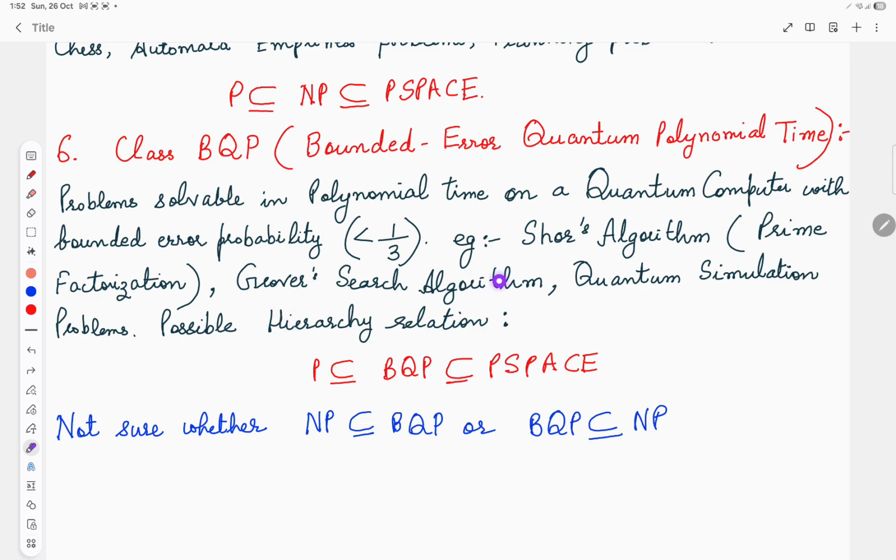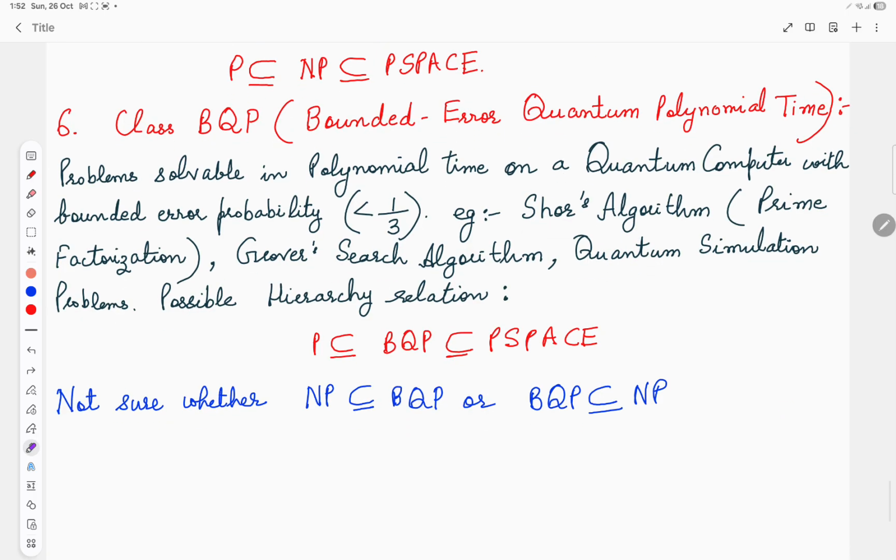Then Grover's search algorithm. Using the quantum approach, we can do this type of search, where an unstructured database is given and we have to search for a particular item. Grover's algorithm using the quantum approach can do it much faster. Quantum simulation is the other example.